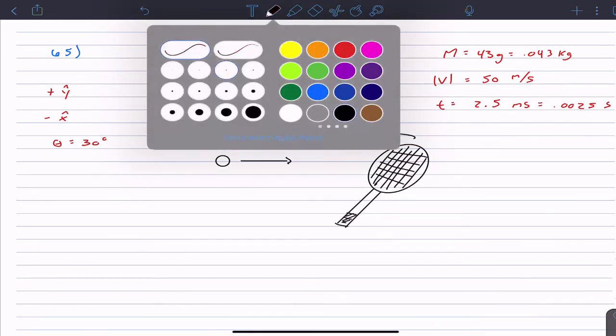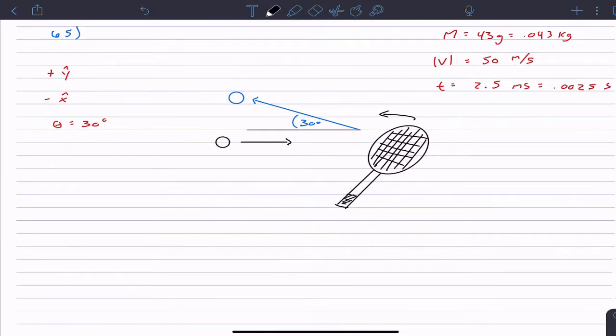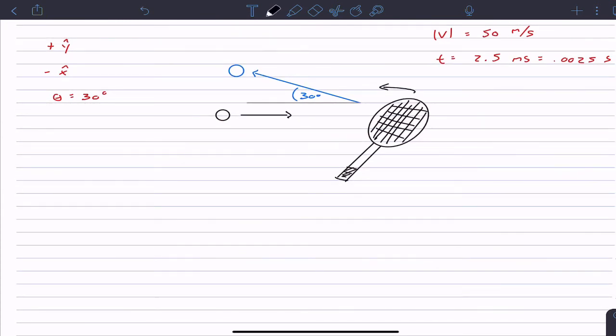So since we're asked to find an average force, it would be helpful to consider the momenta before and after the collision. So let's do that. Let's draw something a little more clear. So here's the ball, traveling in the positive x-hat direction. The initial velocity was 30 meters per second, right? And this is 50 meters per second.